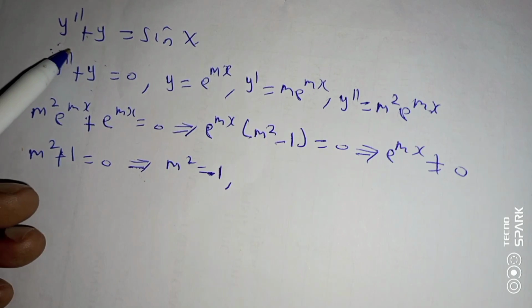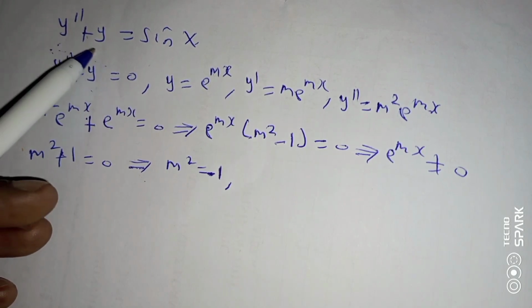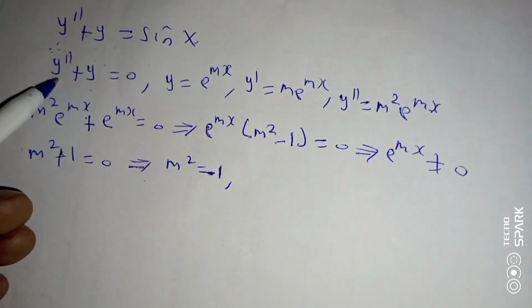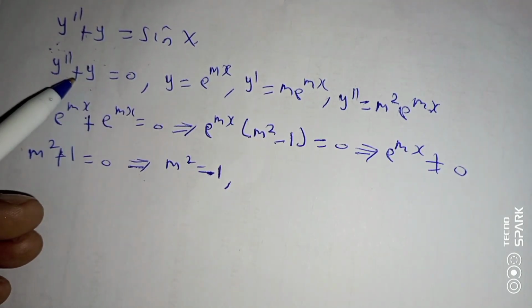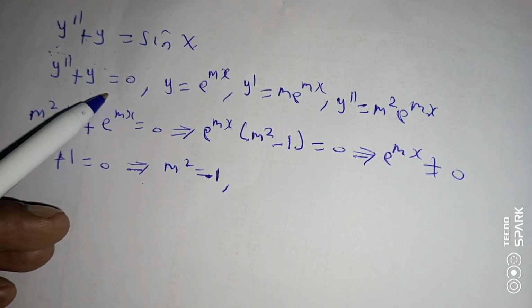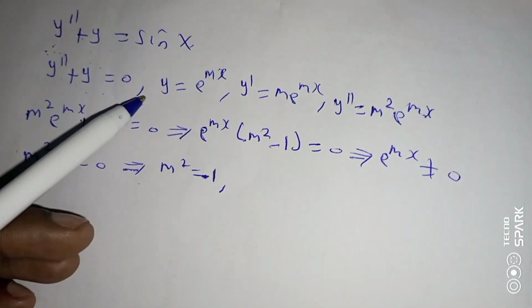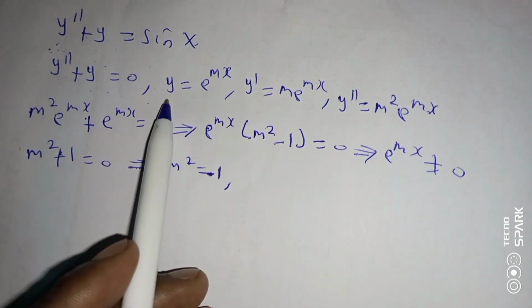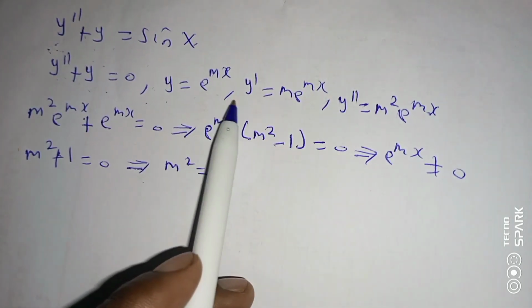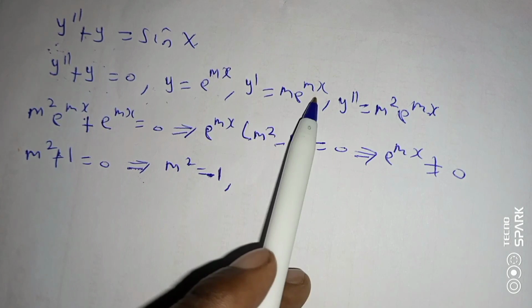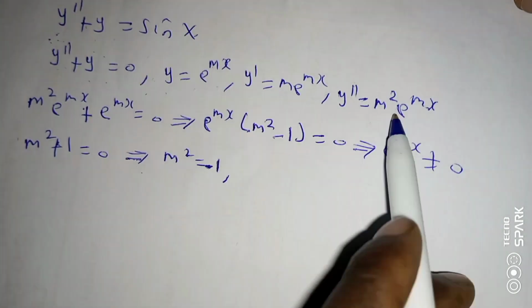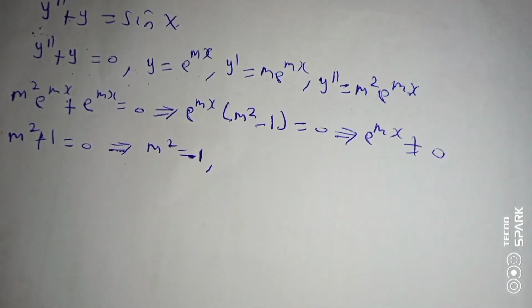Now, this equation which we are given, y double prime plus y is equal to sine of x, we are going to first of all start with the reduced form, which is y double prime plus y equal to 0. Here we are going to let y be equal to exponential mx. We differentiate y once to get y prime, which is equal to m exponential mx, and y double prime, which is equal to m squared exponential mx.